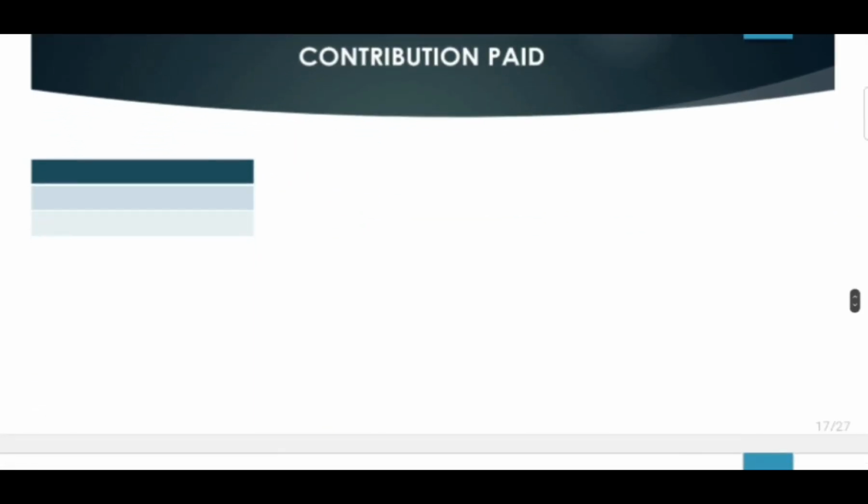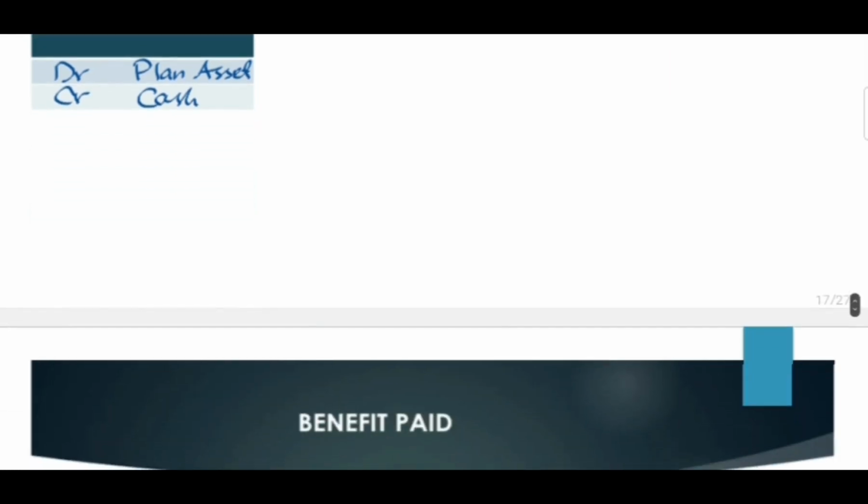Now it is about contribution paid. The contribution paid has no effect on profit and loss. The entry to record the contribution paid is debit plan asset and credit cash. So it has no effect on the profit and loss account.